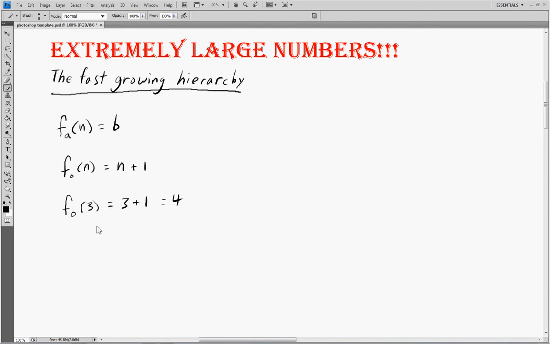Very, very simple. From here on, the fast-growing hierarchy follows a general formula, and I'll write that up here. f sub a of n is equal to n copies of f sub a minus 1 of n. To make this clear, I'll do another example. Let's take f sub 1 of 3. The next simplest index is obviously 1 after 0, so we'll do that.